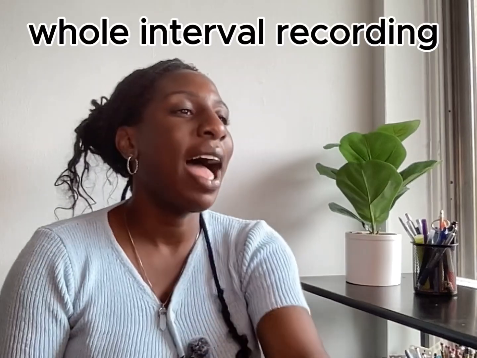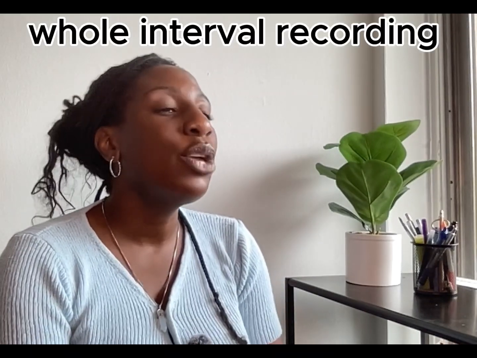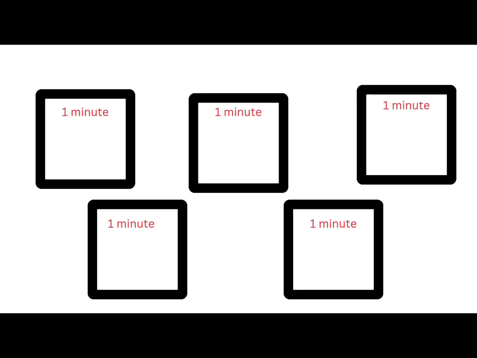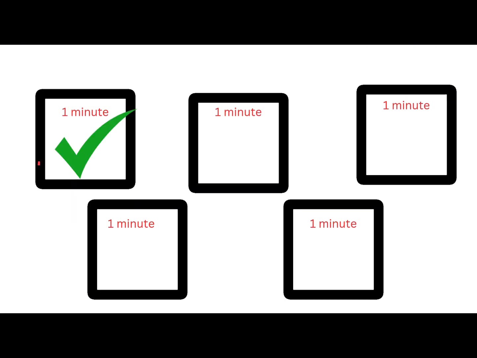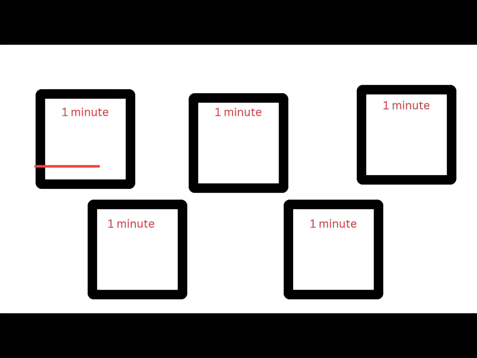First up, we have whole interval recording. Think of it like this. You break down your observation time into equal intervals. If the target behavior happens throughout an entire interval, you mark it as occurring. But the tricky part here is that it has to happen the whole interval. If the behavior stops before that interval is over, then you cannot mark the behavior as occurring.